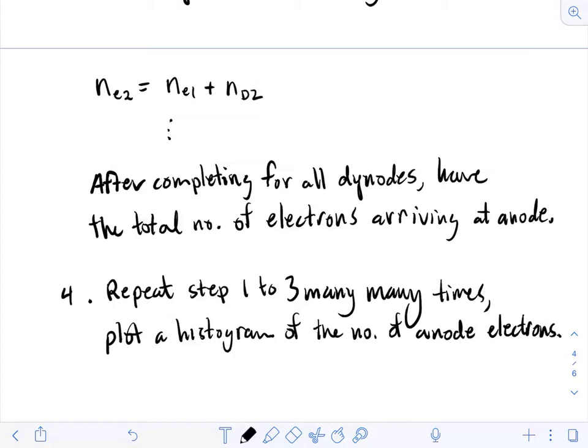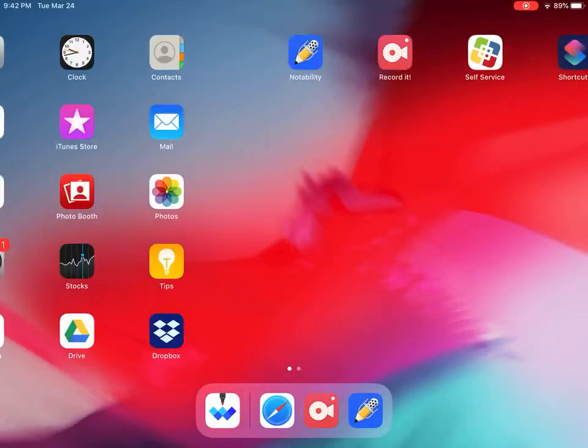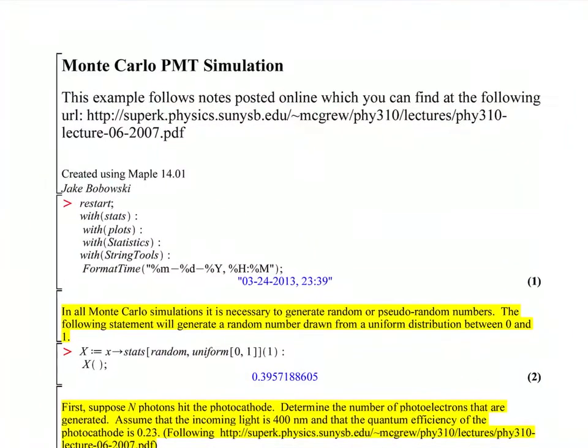What I'm going to try to do is show you an implementation of this in Maple, and this Maple code and the PDF of the Maple code will appear on the course website. Okay, so let's try this out. Let's see if we can make this work. So I need to find Adobe, and so here it is. So Monte Carlo Photomultiplier tube simulation.